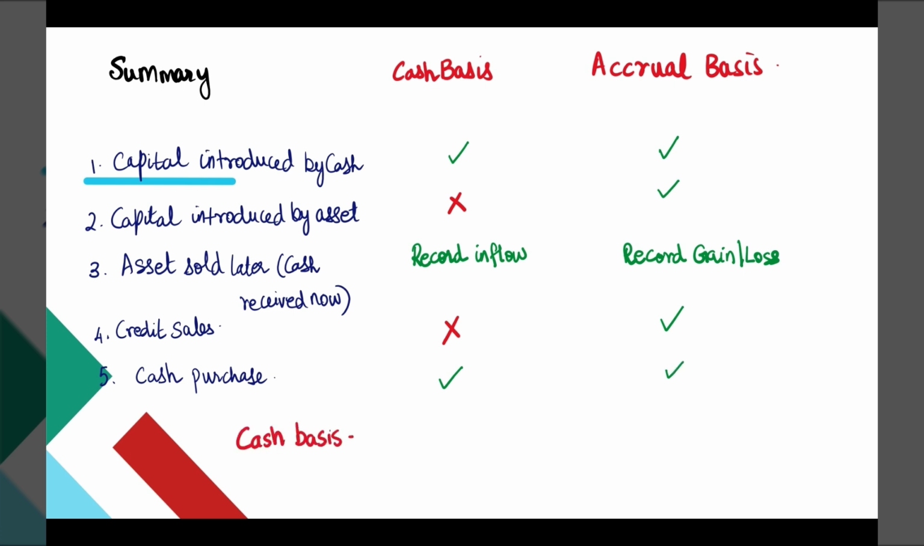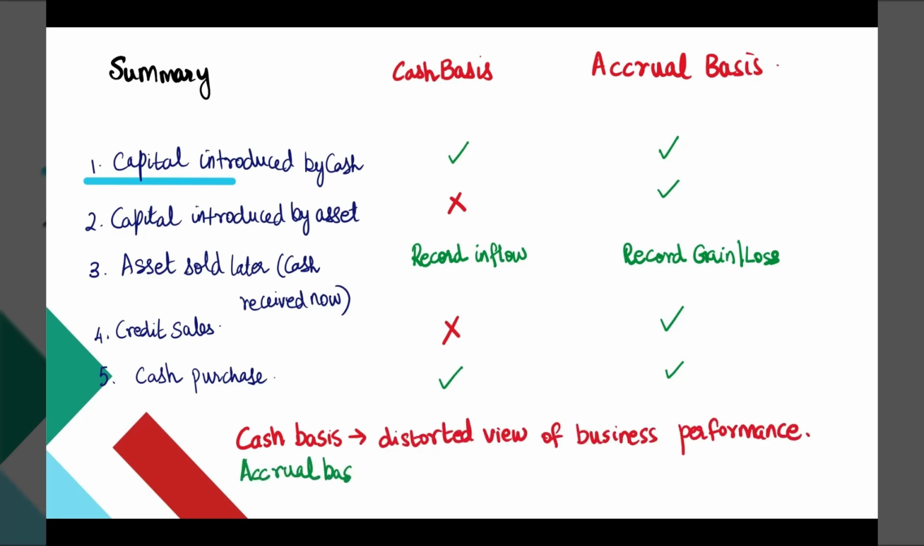So what do we conclude? Cash basis always gives a distorted view of the business performance. However, accrual basis gives a complete view of the business performance. You saw it in the summary itself, where capital introduced by asset, a credit sale, or an asset which is sold are beautifully accounted in a complete format in case of accrual basis, whereas in case of cash basis, capital that was contributed by way of assets or any asset which was sold was accounted in a very distorted way.